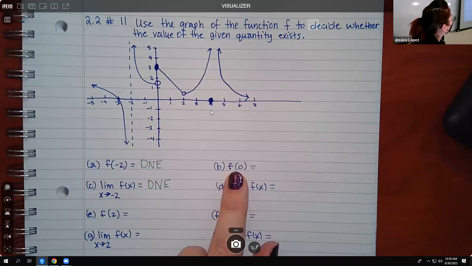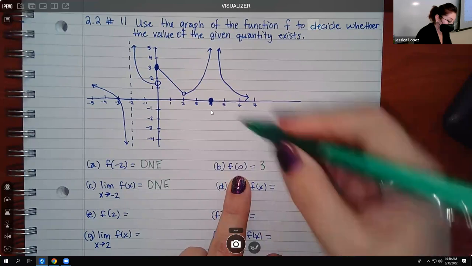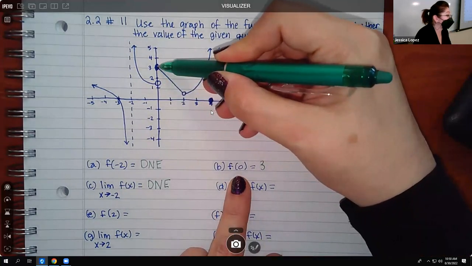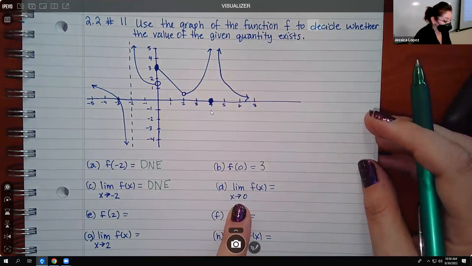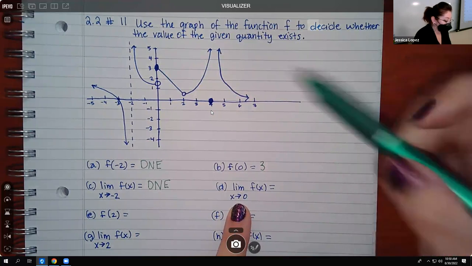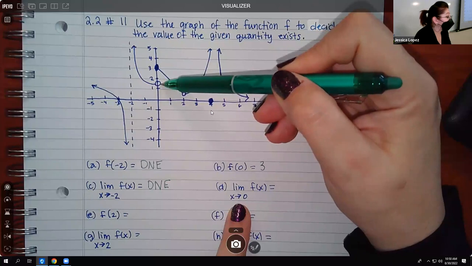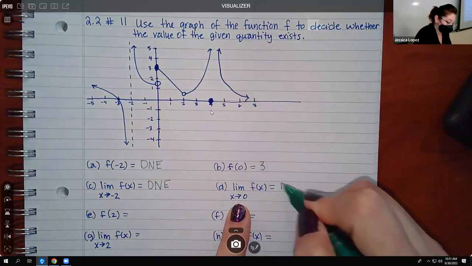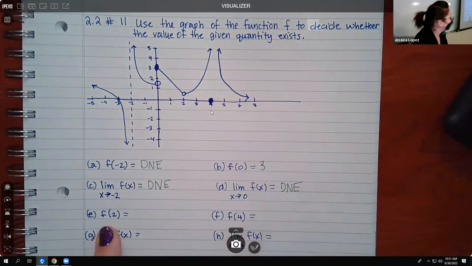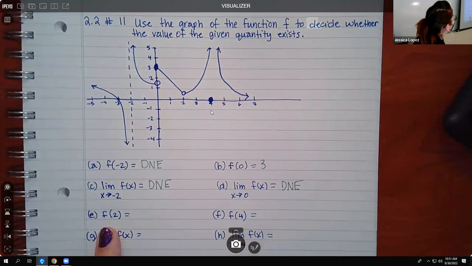What about f of 0? Yes, the actual y value there is 3. Because when x is 0, the solid dot is up there, right? Good. What about the limit as x approaches 0? Why does it not exist? This one's going to like 1.5, right? But this side's going to 3. So they're not the same. Good. Okay. Now, what about f of 2?